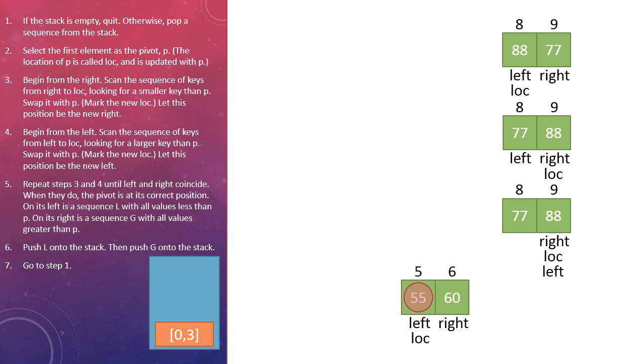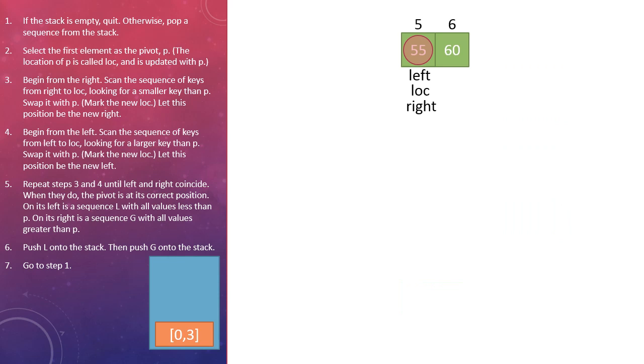I pop a sequence from 5 to 6. Left is set to 5. Right is set to 6. Lock is set to 5 because 55 is the pivot. Start scanning from the right, looking for a smaller element than 55. 60 is not smaller, and then this happens. Left and right coincide. This means that 55 is at its correct position.